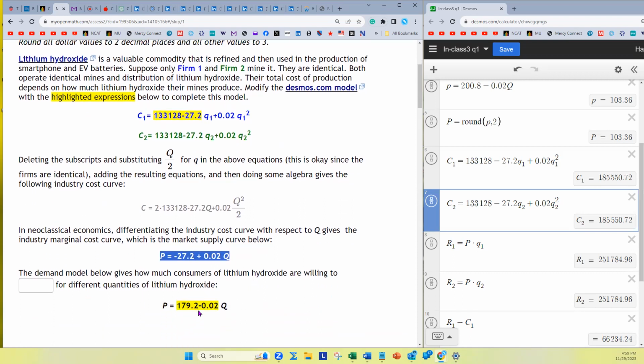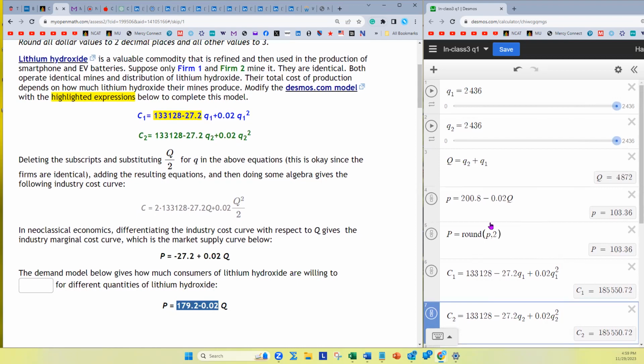Now, the demand equation, we have to copy this expression. We have to find the demand equation in our Desmos model. I'm going to copy that expression and find my demand equation. And it looks like I have my demand equation right here, number 4. The reason why I call this demand is because notice the slope of Q is a negative 0.02, right? Minus 0.02. So this has to be the demand equation. And I'm going to use my hotkey to do that. I was going to double check to make sure it is the same as my demand equation, right?